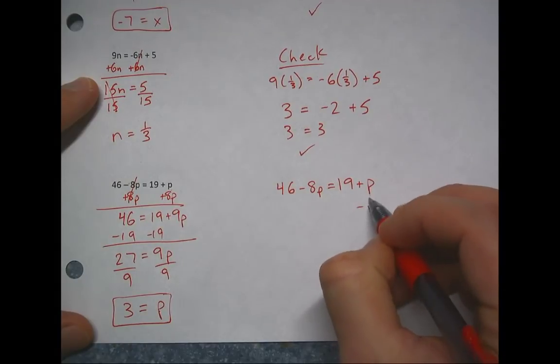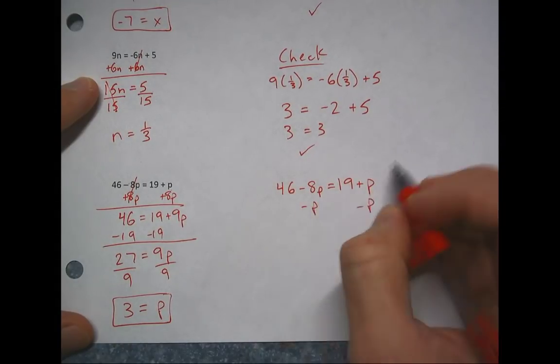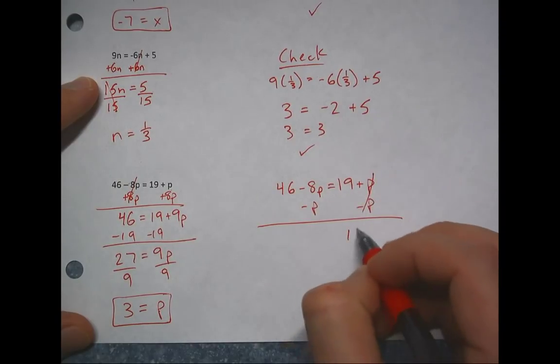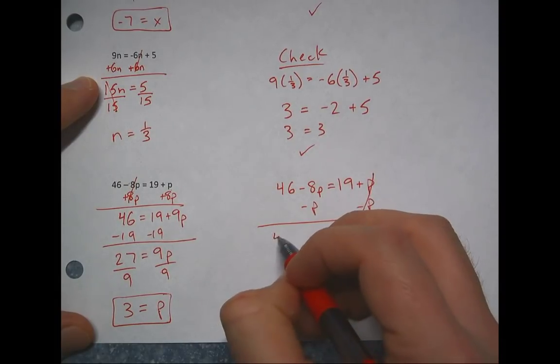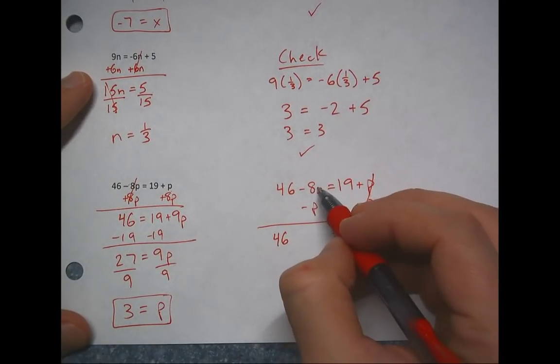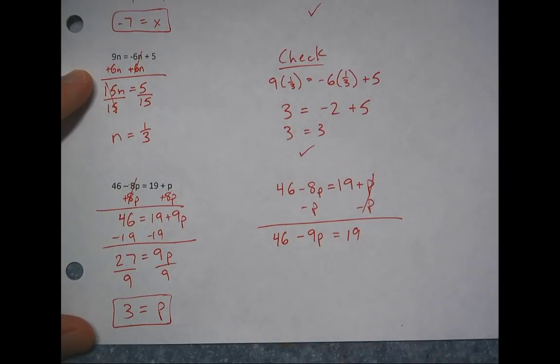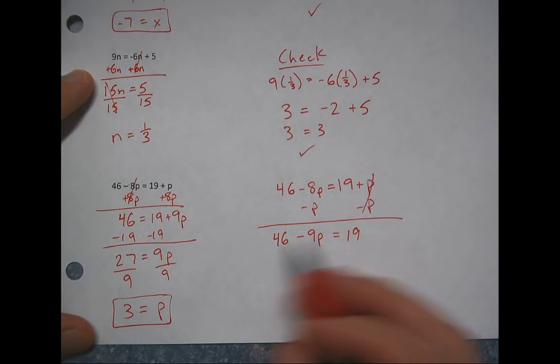So let's minus p first. Since it's a positive, I'm going to have to minus to clear it. So what happens? This goes away. I still have 19. I still have 46. But this is a -8 minus 1. That's a -9p. I can still get it right from here.